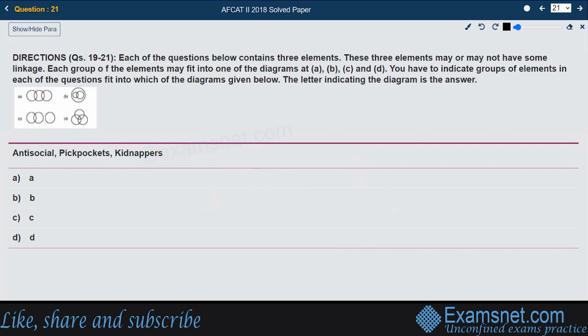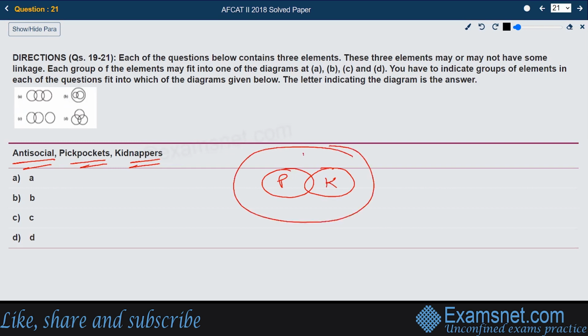21. Now what does it say? We have to develop the connection between antisocial, pickpockets and kidnappers. Okay, so we can very well see that both pickpockets and kidnappers are antisocial elements which are not good for the society. So we can make it like this: pickpockets and kidnappers, they both should lie in a bigger circle called antisocial.